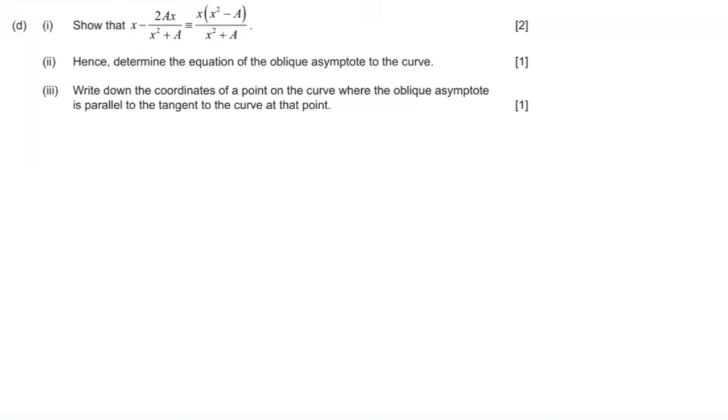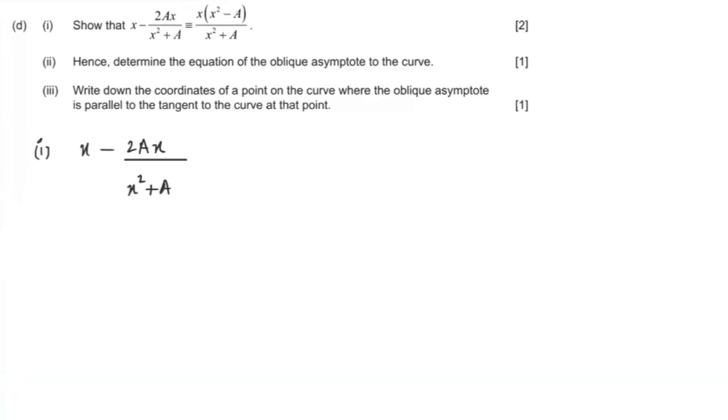Part D. The first part says show that this expression on the left is equal to this, and there is an identity mark in the middle. So we know that I can make the left look like the right or the right look like the left. Right now it's just a 2 mark thing, so the left can be easily made to look like the right hand side. Okay, let's pick the left hand side. So this is x minus 2ax divided by x squared plus a.